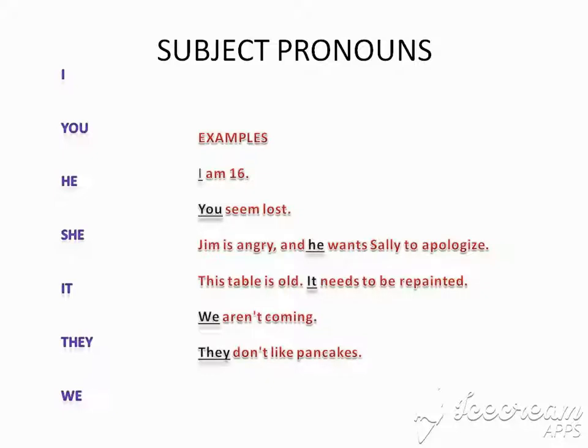Some examples. I am 16. You seem lost. Jim is angry and he wants Sally to apologize. This table is old. It needs to be repainted. We aren't coming. They don't like pancakes.